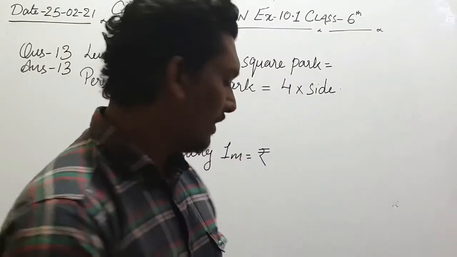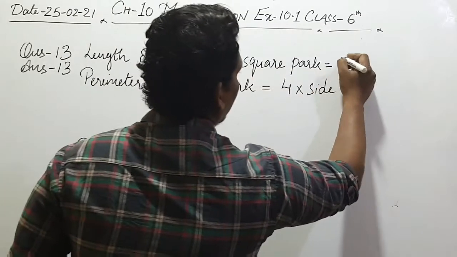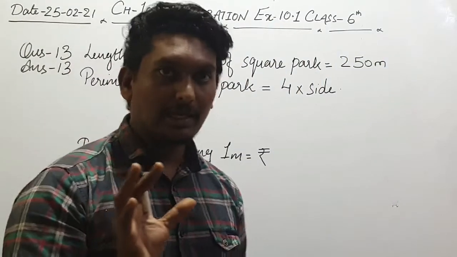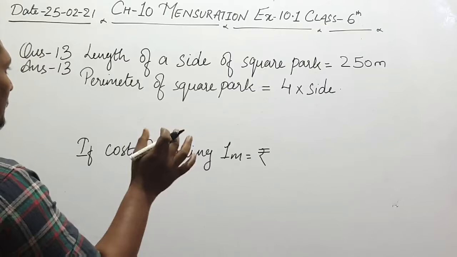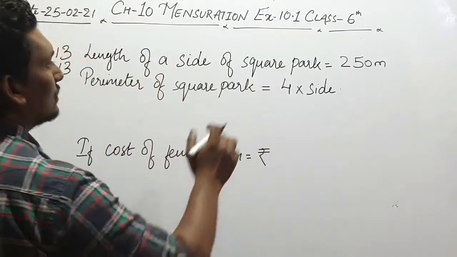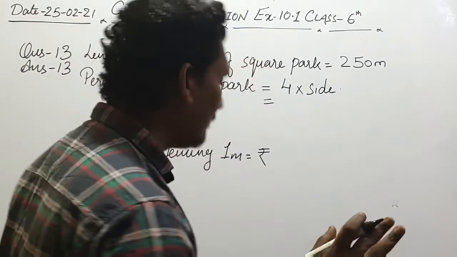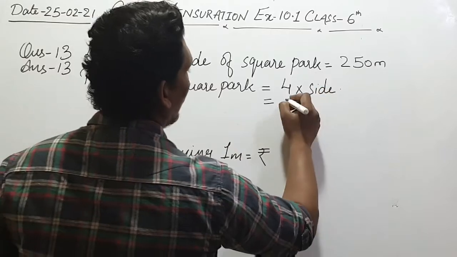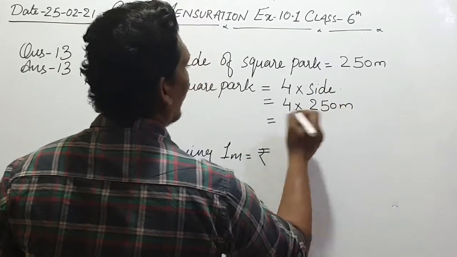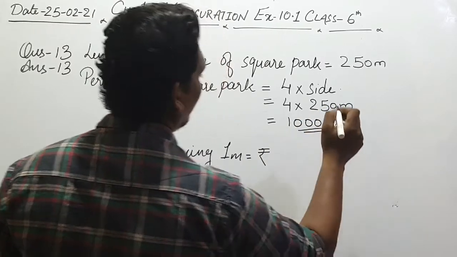One side is given, that is 250 meter. The length of the side of the square park is given as 250 meter. Because of the word fencing, we have to find the perimeter of the square park. The formula for the perimeter is 4 into side. So 4 into 250 meter. 25 fours are 100, so that is 1000 meter.